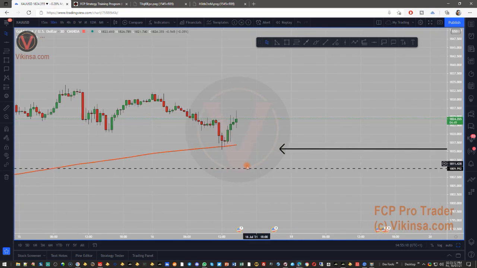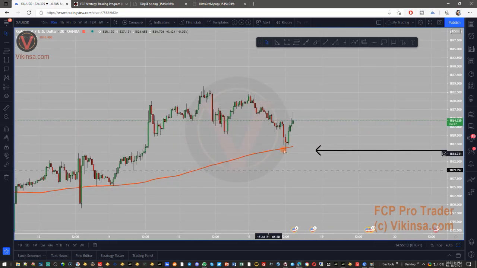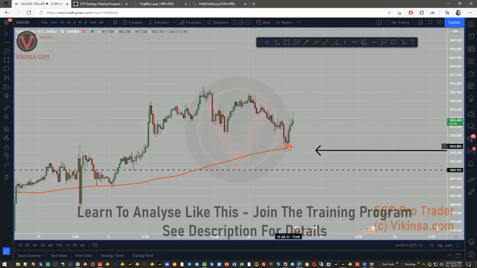Let's go to 30 minutes. There is no surprise again that the 200 moving average has acted as support on 30 minutes and pushed the price up. So the daily and 4-hour time frames pushed the price down, and it got supported by the 30-minute 200 moving average.